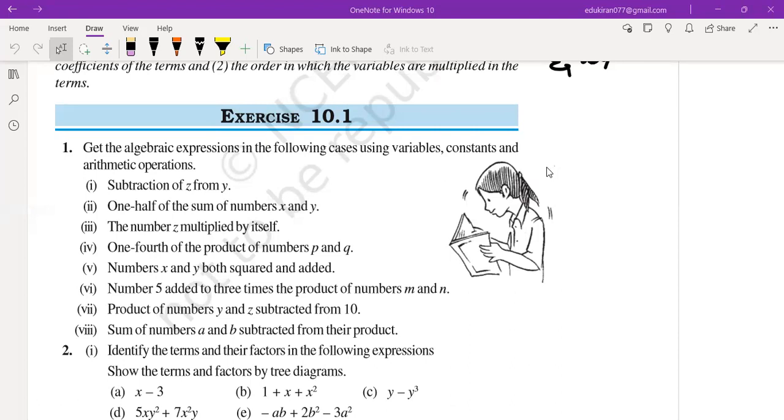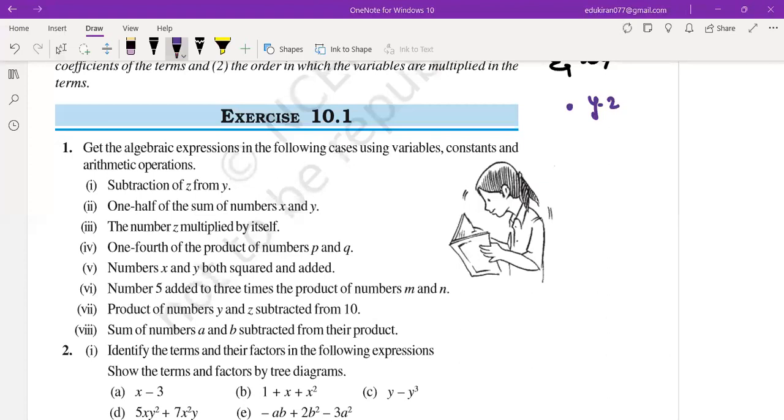Let's just discuss it. The first one is subtraction of z from y. So what will be the equation? Y minus Z. Everybody got the same? Yes, ma'am. So y minus z. Now for the next one.